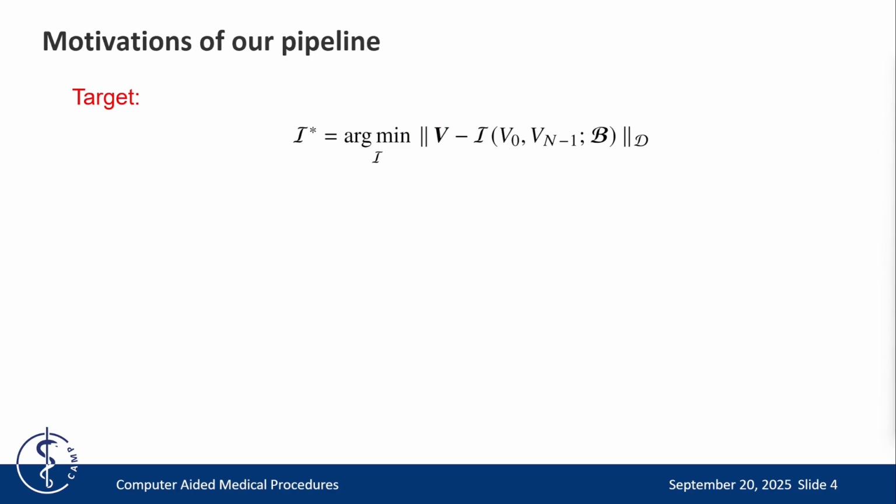The motivation of our pipeline is as follows. The target is to minimize the difference between the predictions and ground truth of the intermediate frames. The final output is the devised model.